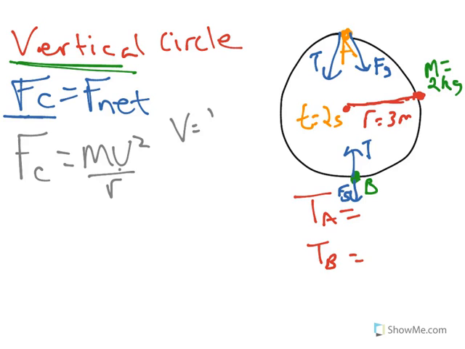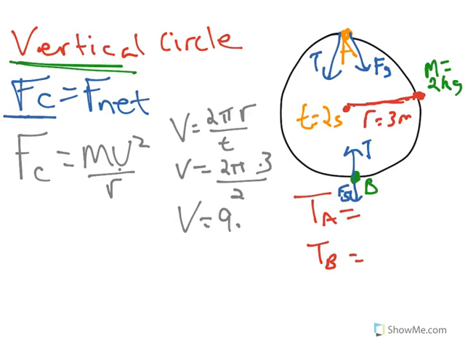If it goes in a complete circle, v will be equal to 2 pi r divided by the amount of time it took to make the complete circle. In this case, v is equal to 2 pi times 3 divided by 2, and we get 9.4 meters per second as our velocity. Now I'm going to come back up and plug that in here.